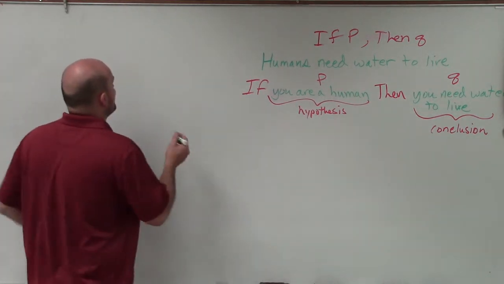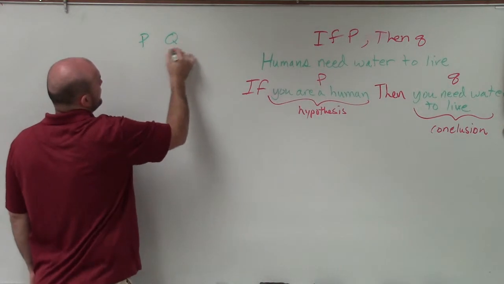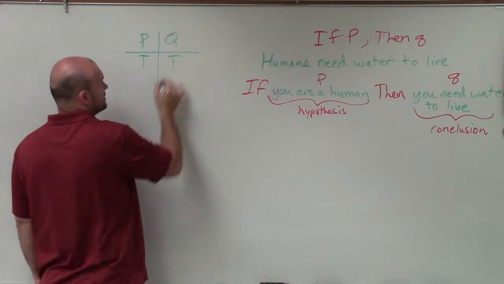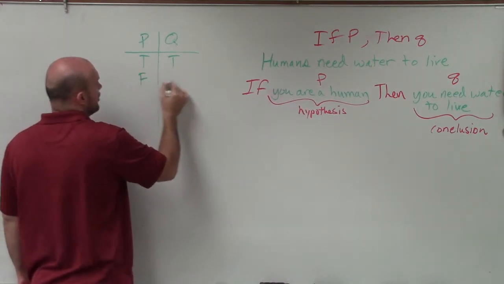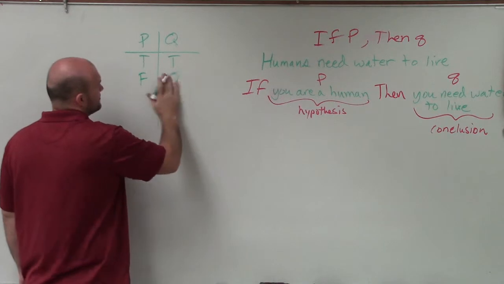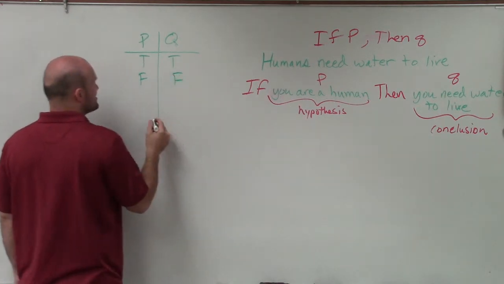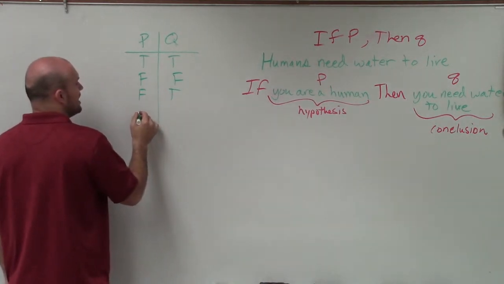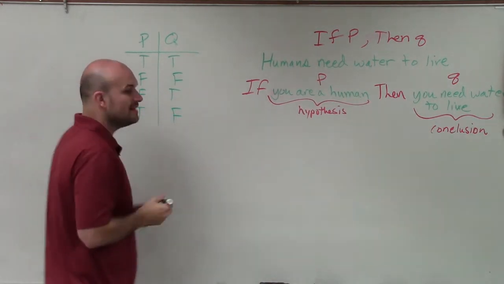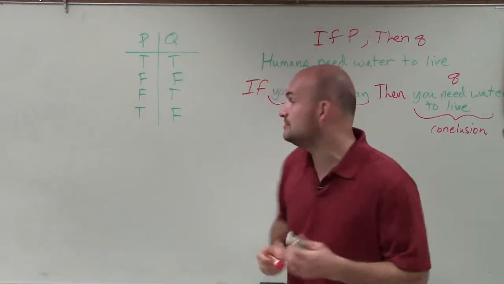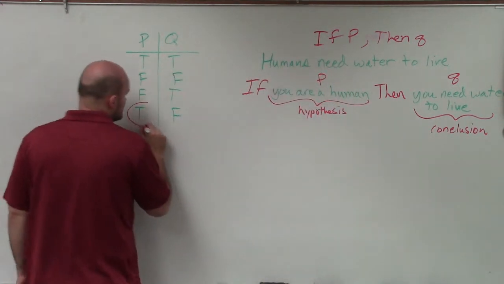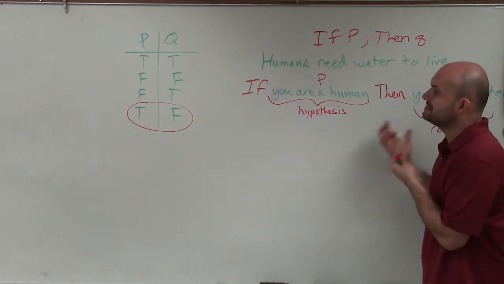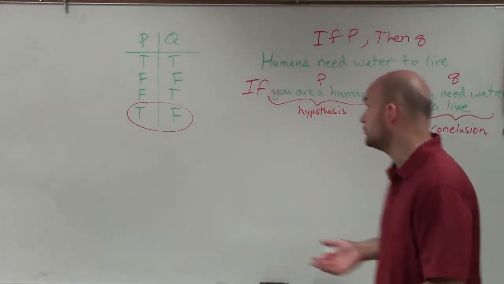To do that, we create a truth table, P and Q. When we're doing a truth table, we can have the hypothesis true and the conclusion true, the hypothesis false and the conclusion false, the hypothesis false and the conclusion true, and the hypothesis true and the conclusion false. The only time a statement is going to be false is when the hypothesis is true and the conclusion is false. So let's take a look at an example and see if this statement in conditional form is going to be true.